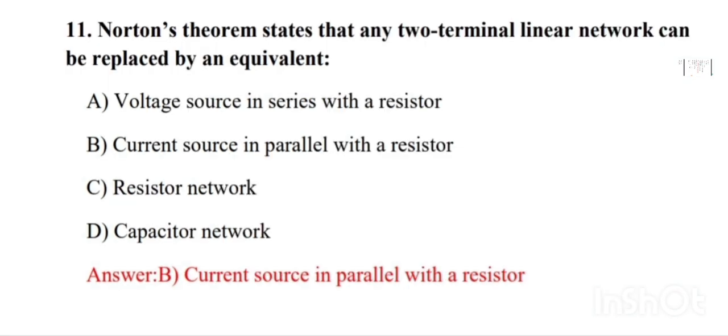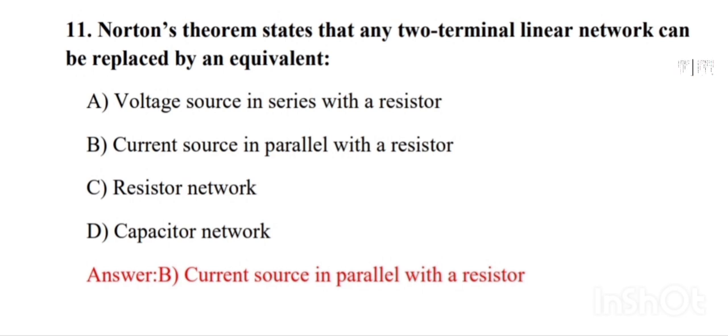Question number 11. Norton's theorem states that any two-terminal linear network can be replaced by an equivalent: option A, voltage source in series with a resistor; option B, current source in parallel with a resistor; option C, resistor network; option D, capacitor network. The right one is option B. Current source in parallel with a resistor.